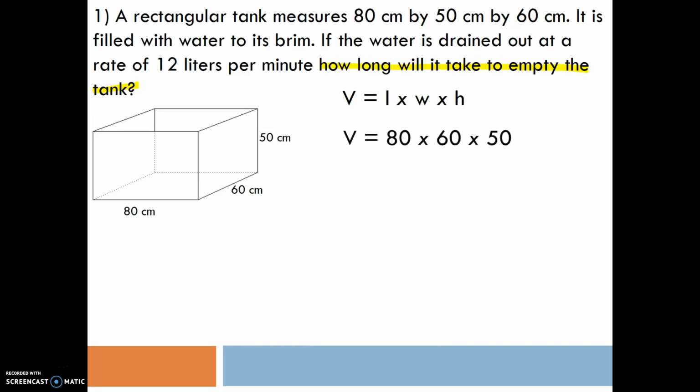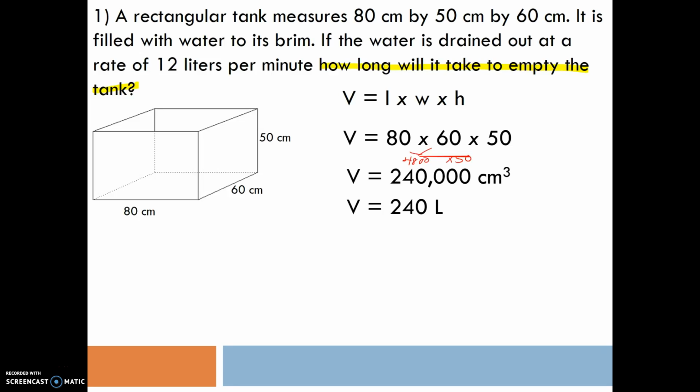All right, we'll plug our numbers into our formula there. We have 80 times 60 times 50. If we multiply 80 times 60, we're going to get 4,800, and now we're going to multiply that by 50, and we're going to get 240,000. I'm sorry, I said that wrong. 240,000 centimeters cubed. All right.